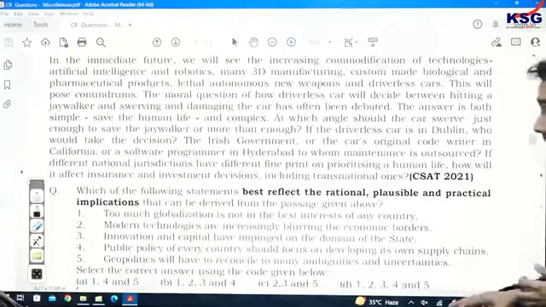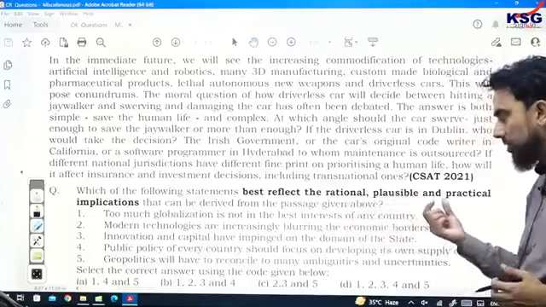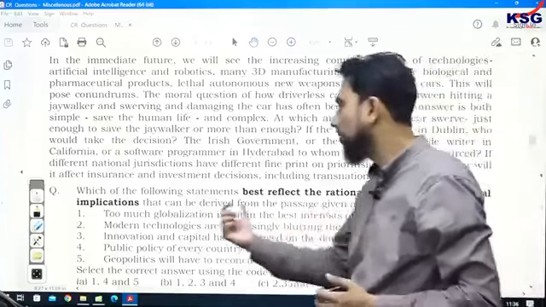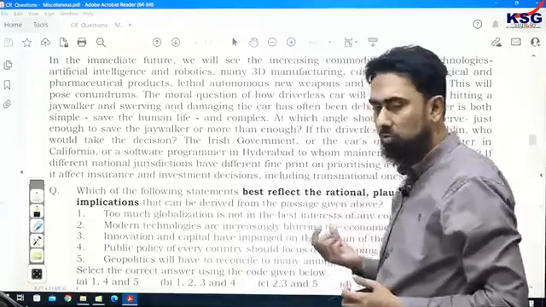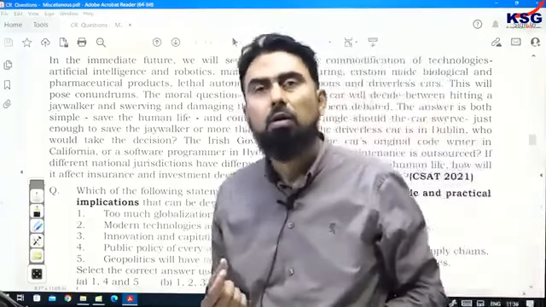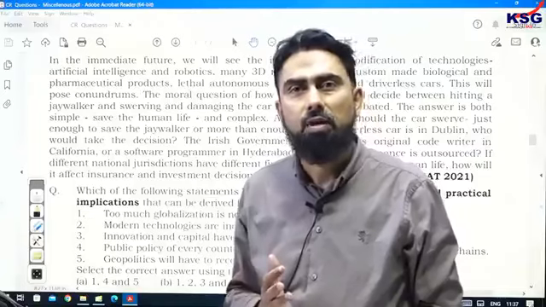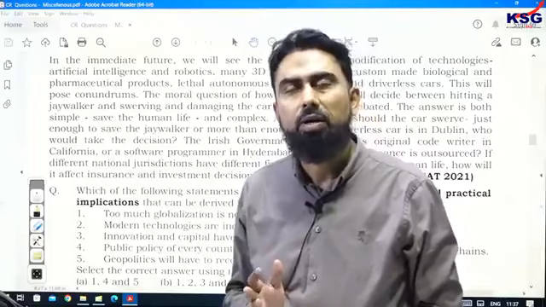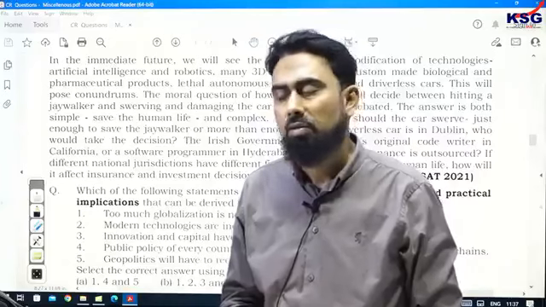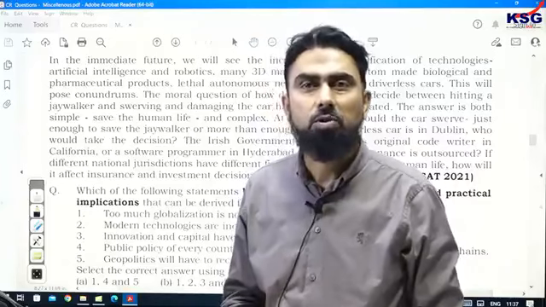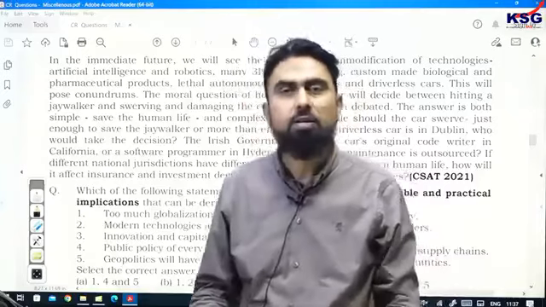So the question is, which of the following statements best reflect the rational, plausible and practical implications that can be derived from the passage given above? Since these words are given, you have to be careful that the given solution should be practical as well, should be viable as well. And it will not be difficult for a CSE student to identify what a practical or viable solution should look like. I just cite an example.